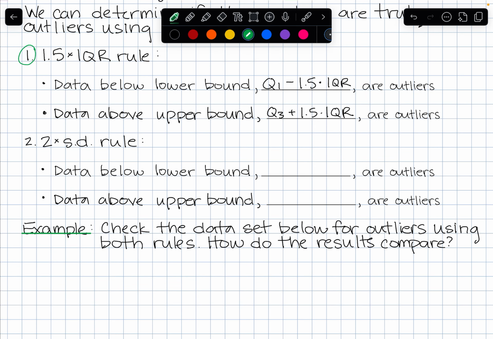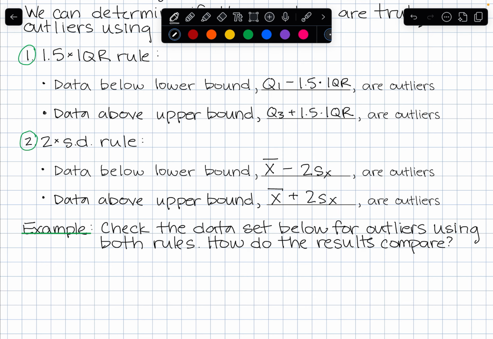The other rule is for instances where I'm using the mean and standard deviation for my measures of center and spread. In that case, it's called the 2SD rule, or the 2 standard deviation rule. I'm going to take the mean and subtract 2 standard deviations to form my lower bound. And I'm going to take the mean and add 2 standard deviations to form my upper bound. Data below the lower bound is an outlier. Data above the upper bound is an outlier.